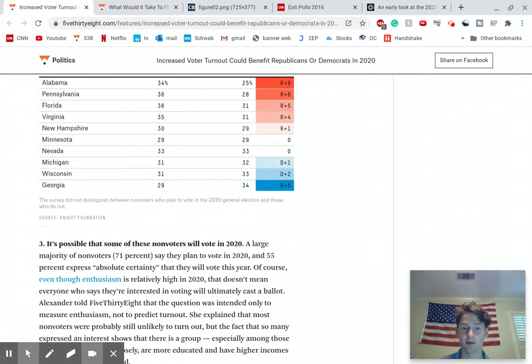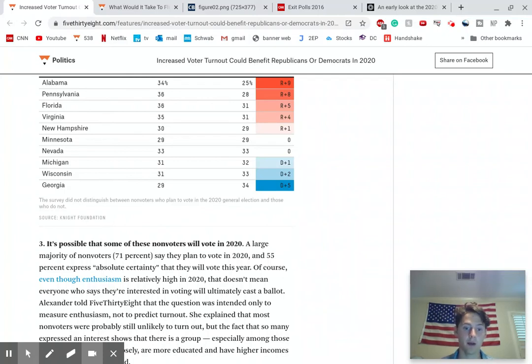But one thing that I think is pretty interesting from the Knight Foundation survey is that it's possible that a lot of these chronic non-voters do vote in 2020. In 2016, Trump inspired a lot of people who don't normally vote in the Rust Belt to vote, and this really changed the election. That's the reason why the polls were so off, because these pollsters didn't include these people that typically don't vote in their polling algorithm.